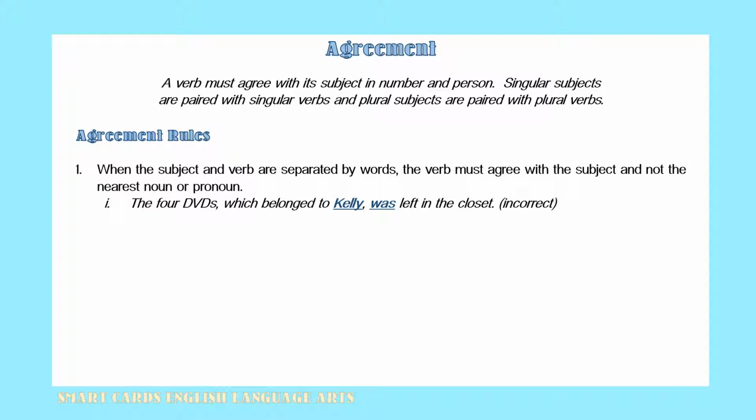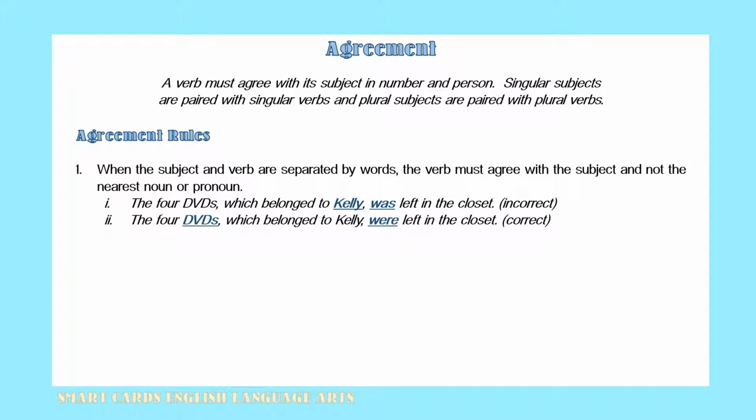Was is a singular linking verb and it is in agreement with Kelly, the closest noun. But Kelly is not the subject of the sentence. The subject of the sentence is DVDs. The correction is as follows. The 4 DVDs, which belonged to Kelly, were left in the closet. DVDs is plural, so the linking verb were must be used. The sentence is now grammatically correct.